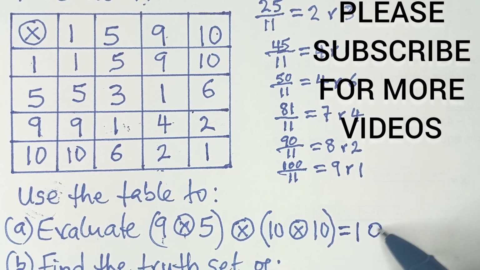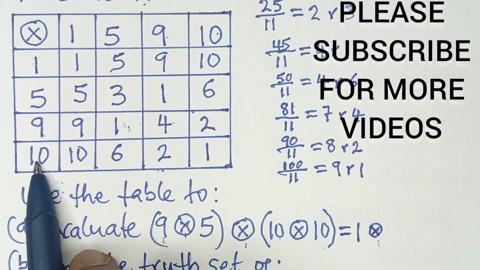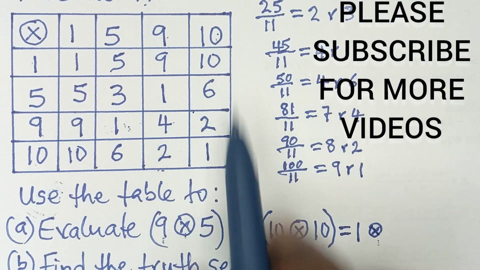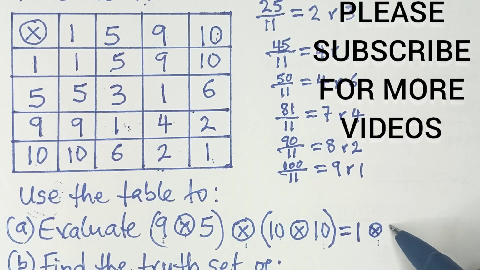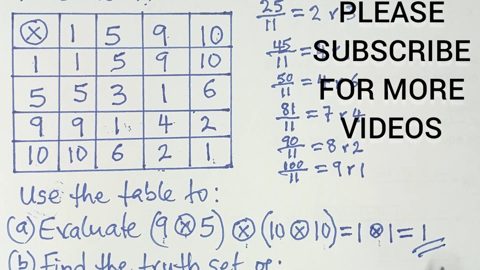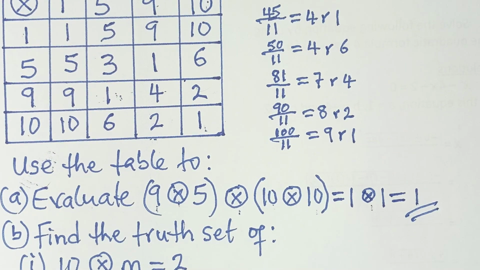Then all multiplied by 10 multiplied by 10. Let's check it on the table. 10 multiplied by 10, we can see it is 1. So this will be 1 multiplied by 1. And 1 multiplied by 1 is equal to 1, and that is less than 11. So we'll simply write it down. So this is the answer to this first question. Now let's look at the other questions.